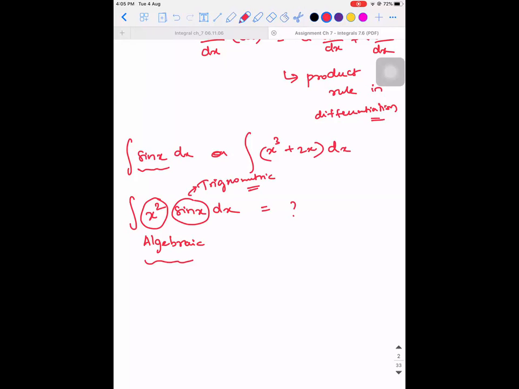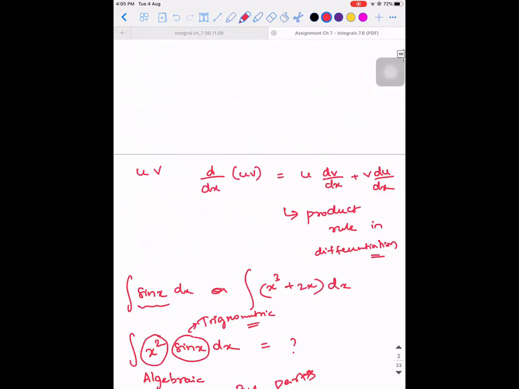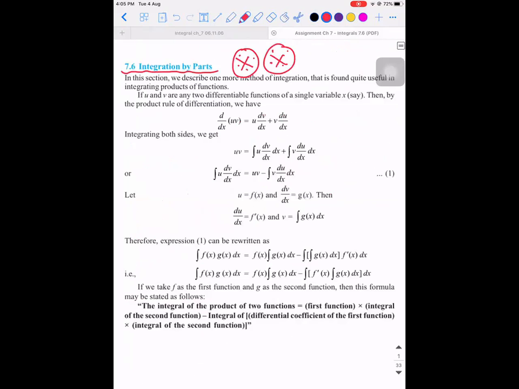So are you guys able to understand when this concept is to be applied? When you see the product of two functions of different nature. When you have something like this, we need to go with the concept of what? Integration by parts. Okay, so let's see what that integration by parts means.